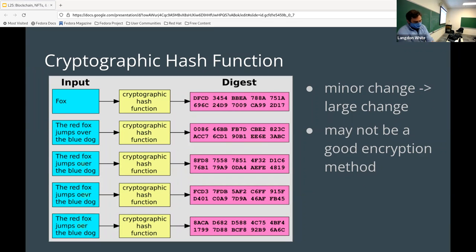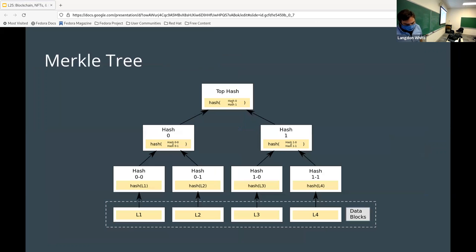All right, so why do we care about those? Because in that technique called a Merkle tree, these use hash functions in order to prove the thing down here.